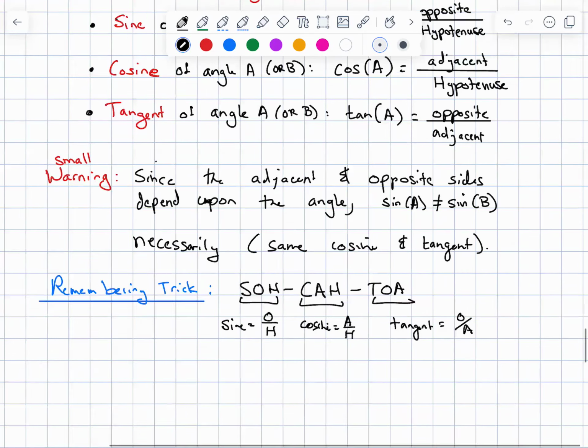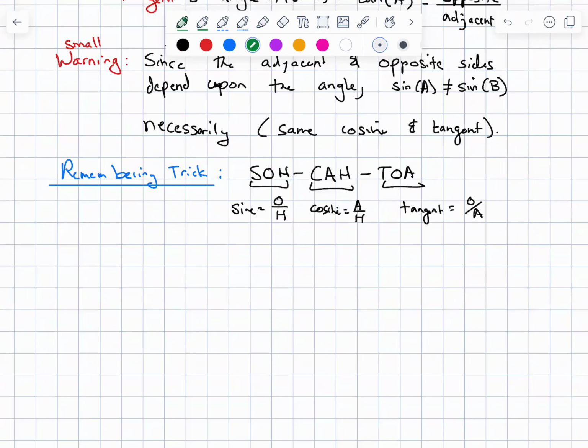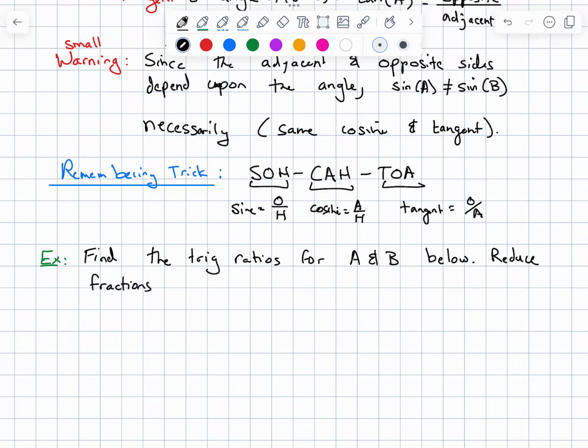So, SOHCAHTOA. As an example, find the trig ratios for A and B below. Reduce fractions as much as possible.